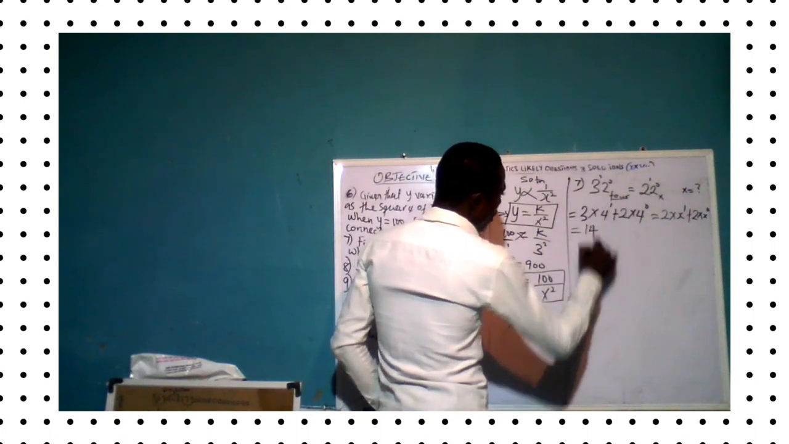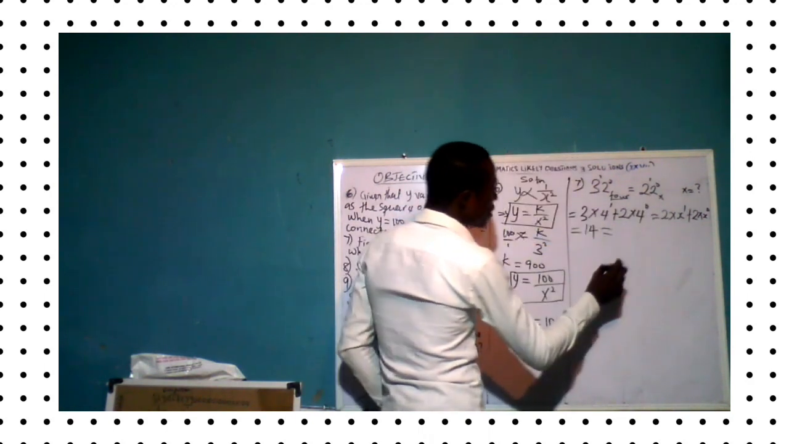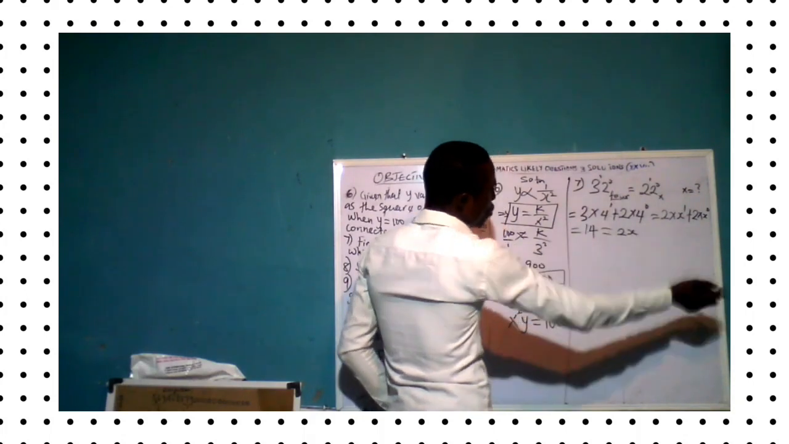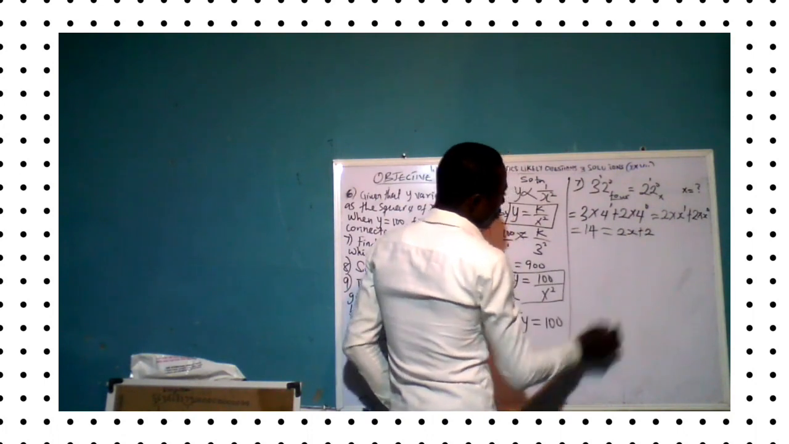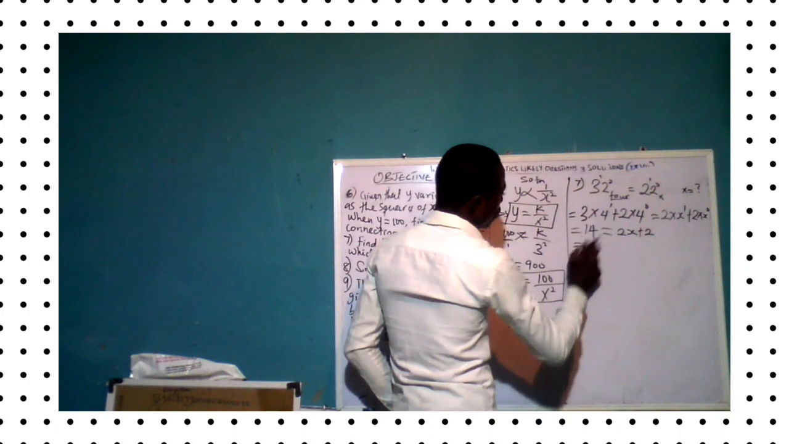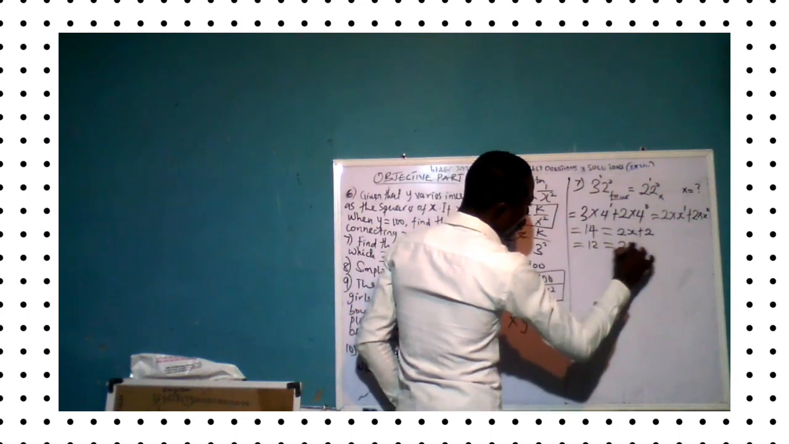So you have x raised to power 1, that's x times 2, that will give you 2x. Then you have x raised to power 0, that's 1, and 1 times 2 is 2. So 2x plus 2. Now, collecting like terms, you have 2 coming here, that's minus 2, and minus 2 plus 14 is 12. So 12 equals 2x.